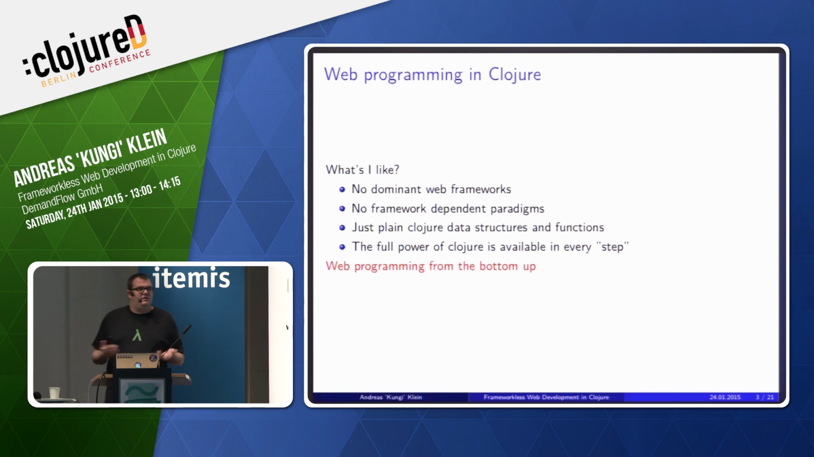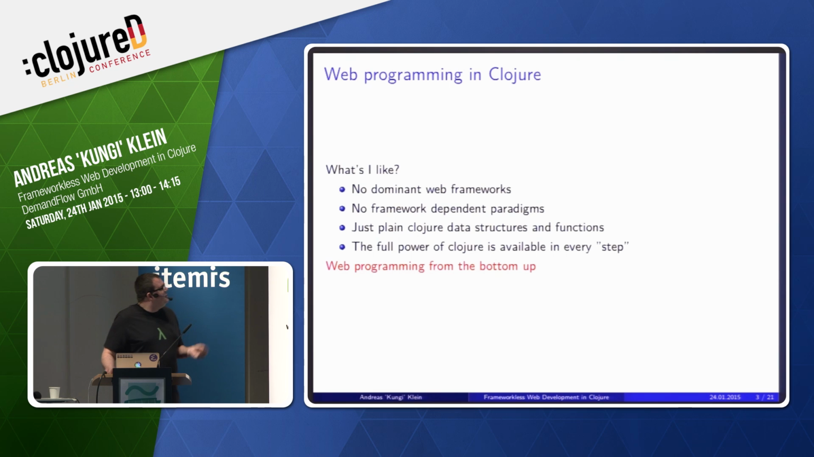So what do I like when I do web programming in Clojure? I like that there's no dominant web framework. It's not like when you do Ruby, where you have to use Sinatra or Rails. It was a couple of years ago. There's no real hype yet. There are also no framework-dependent paradigms, like, for example, in the JavaScript world, where you have all these AngularJSs and EmberJSs and whatever JSs, where every single framework and library brings its own paradigms.